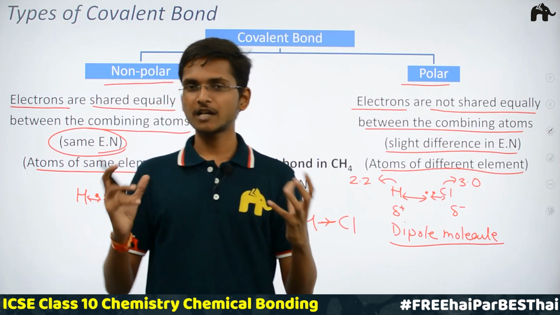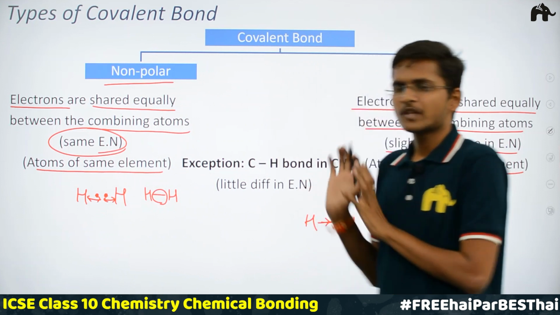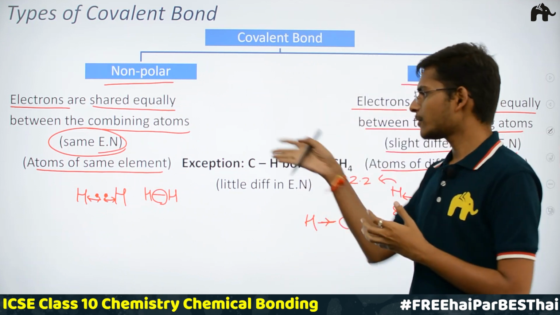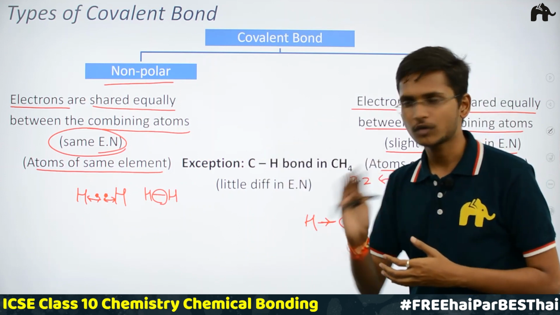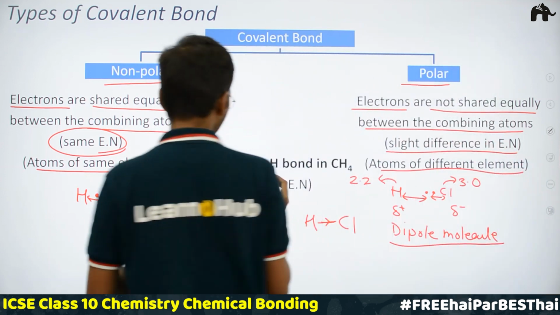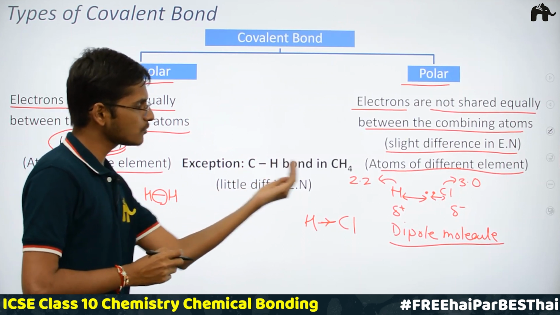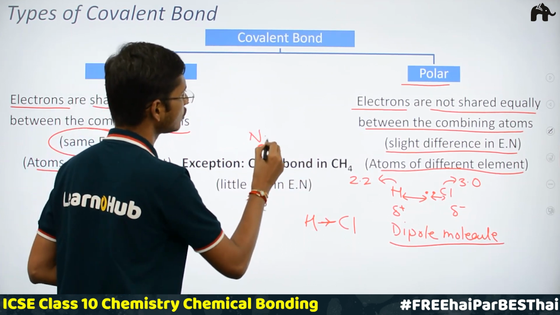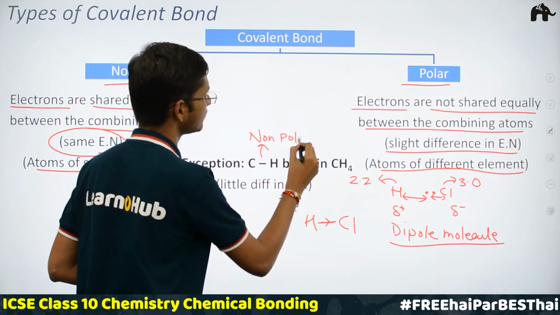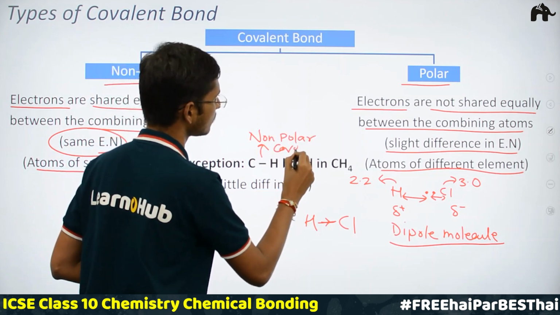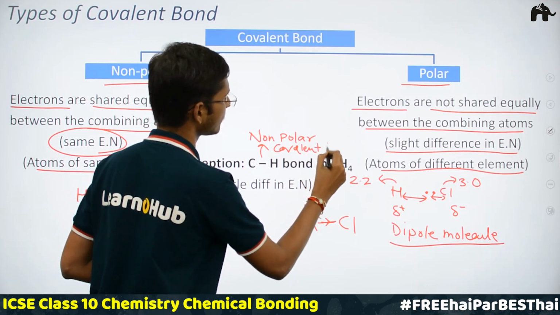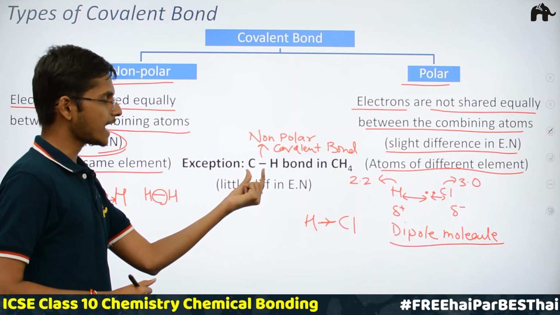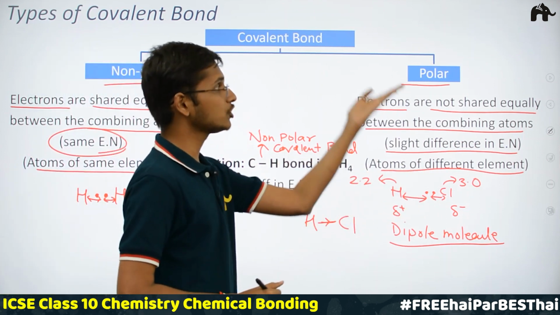Now there comes the exception. This exception has a logical reason. Don't worry about why it is behaving so, I will tell you. Here the exception states that the carbon hydrogen bond in methane is a non-polar covalent bond. Now why is this so? This is formed between the atoms of different elements. It should actually be polar, right?